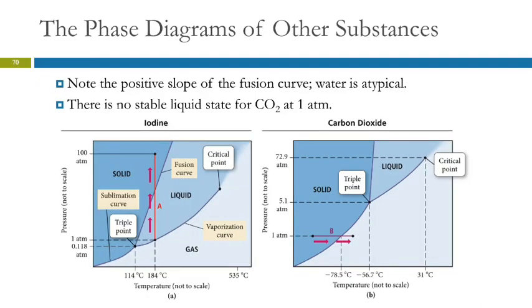So each substance is going to have its own unique phase diagram. Here for iodine and for carbon dioxide, this fusion curve has a positive slope instead of a negative slope. Right? Water is not typical. Another weird thing about carbon dioxide, there's no stable liquid state at 1 atmosphere. So here you have 1 atmosphere, and that hits the sublimation line. That's why it doesn't melt.